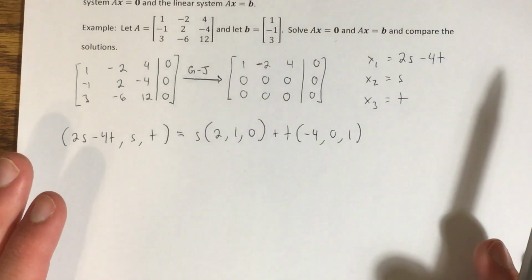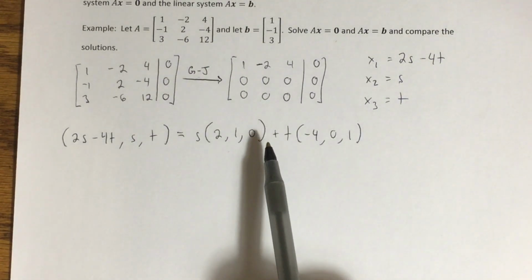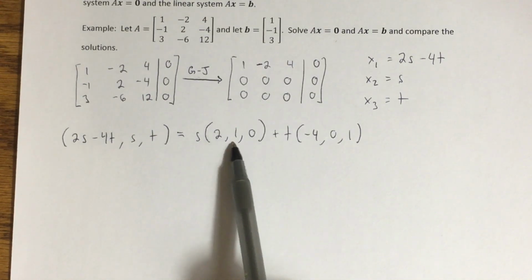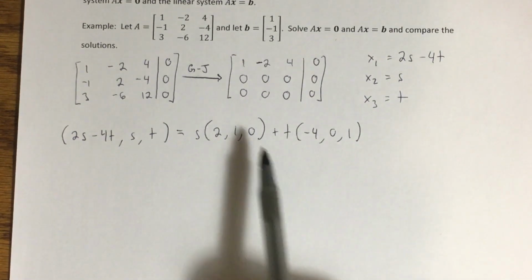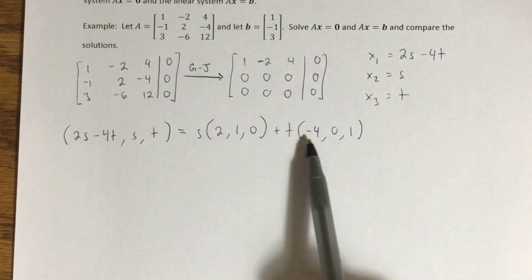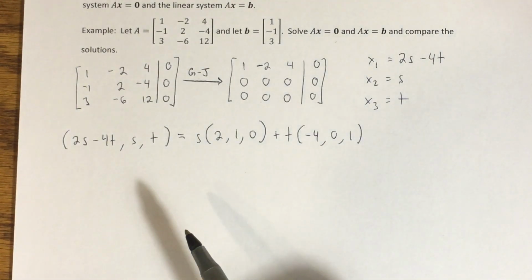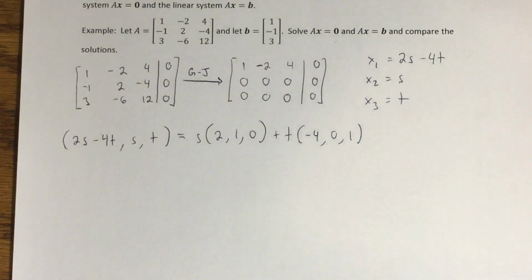So let's think about this for a second. What we're saying is that the solution set to this homogeneous linear system is exactly the set of all linear combinations of the vectors 2, 1, 0 and -4, 0, 1. But notice this is a vector equation. If I think of this as v1 and v2, and these are 2 parameters, then this is the equation of a plane passing through the origin. Okay, so what this is showing us is that the solution set to this homogeneous linear system is simply a plane passing through the origin.